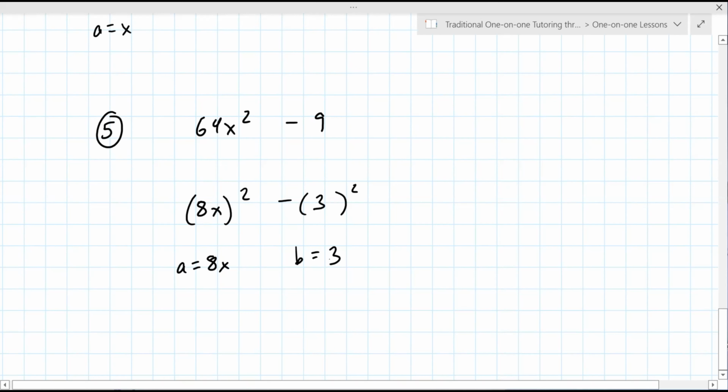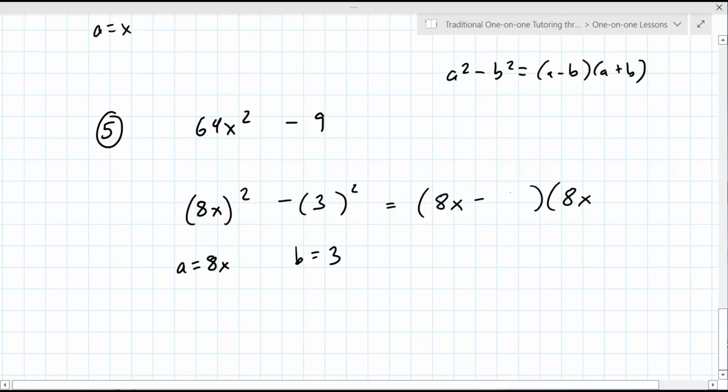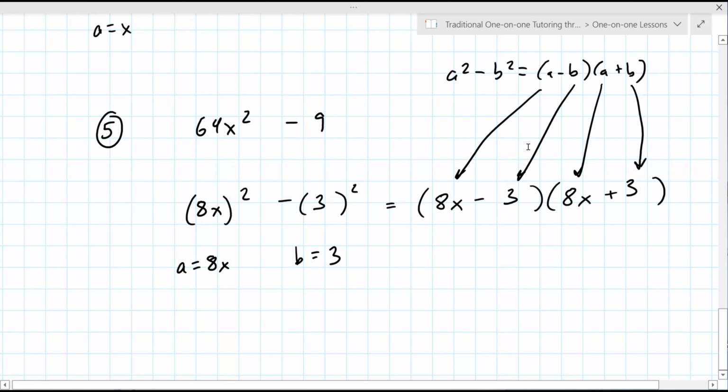So the formula is A squared minus B squared is A minus B, A plus B. What is A in your problem? 8x. 8x minus, 8x plus. What's your B in your problem? 3. So see how each time I'm just putting the numbers in for A and B, or the term? Let me get this down really quick.